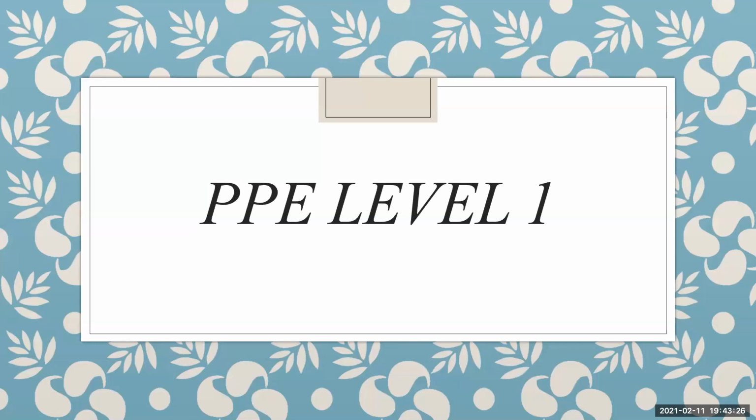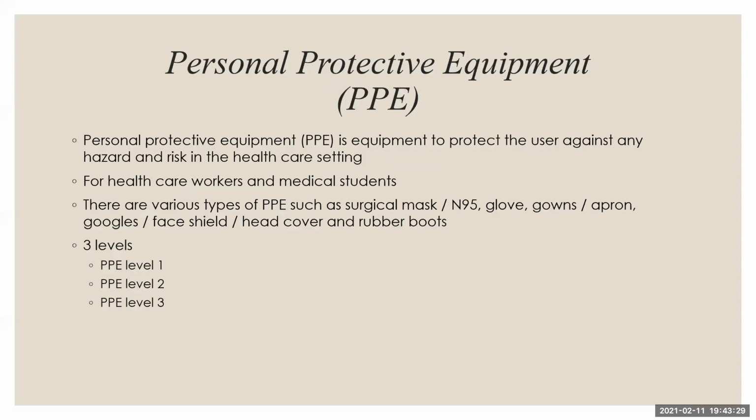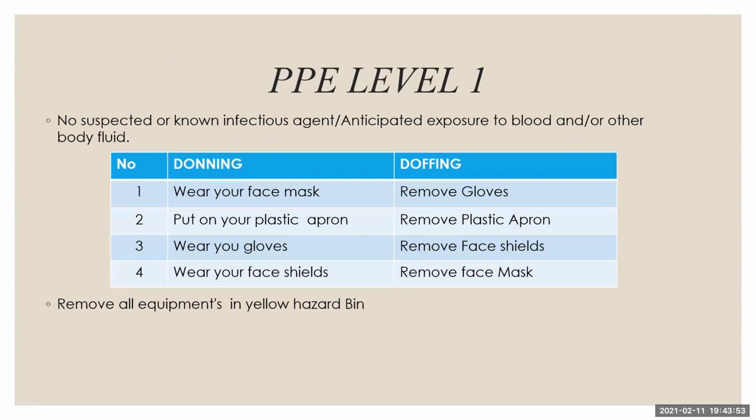Then next is PPE level 1. In general, PPE is personal protective equipment that is used to protect against hazards and risks in the healthcare setting. It's functioning mostly for healthcare workers and also medical students. There are various types of PPE which consist of 3 levels, and I will explain level 1. This level 1 is what we've been practicing since the first day we had a face-to-face session in the clinical, which basically consists of the face mask, the plastic apron, the face shield, and also the gloves.